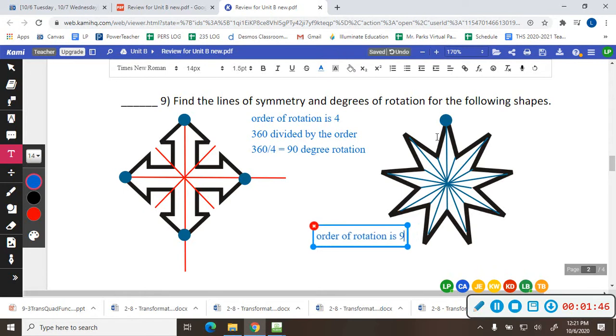And the reason why it's 9 is because it goes from here to here. 1, 2, 3, 4, 5, 6, 7, 8, 9. Or you could count the number of edges, which there's 9. And then to find the degree of rotation, you take 360 divided by 9, which ends up being 40 degrees. So every 40 degrees, it rotates.